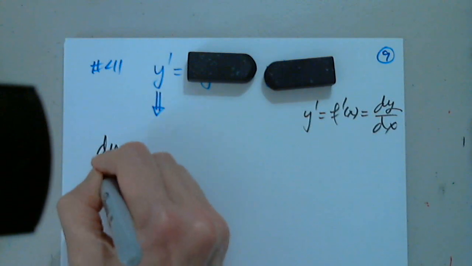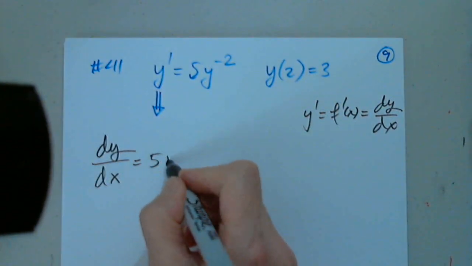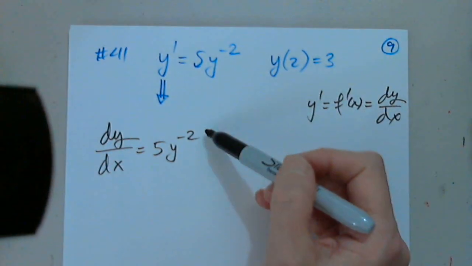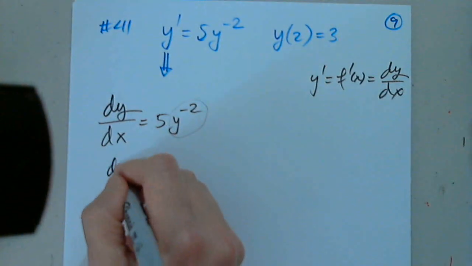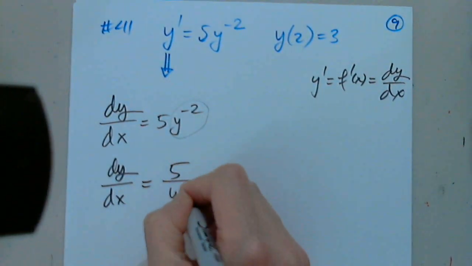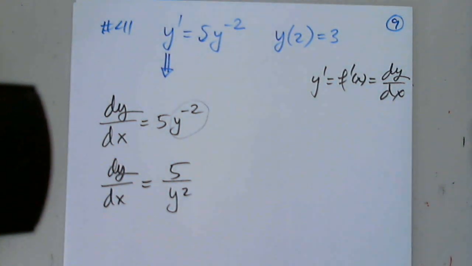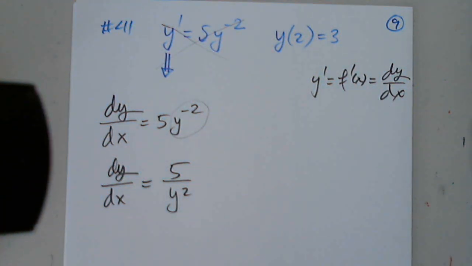Awesome. Thank you. Now I copy 5y to negative 2. Is there another way of writing y to negative 2? 5 over y squared. Excellent. Now I know what to do. Now this is clear. It wasn't here. What is this? I have no idea. But now it's very clear.